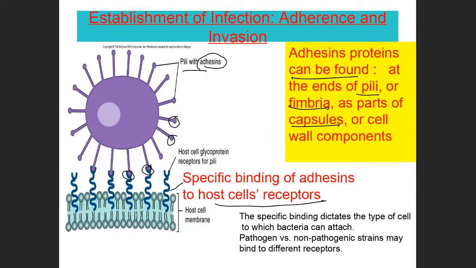So this is the cell membrane of the host cell. That will be the host cell there. That will be the nucleus of the host cell. And the bacteria is binding to receptors in the host cell. Okay. All right. This specific binding dictates what kind of cells the bacteria can attach to and what kind of disease it will cause. Oftentimes, that will determine whether the organism is pathogenic versus non-pathogenic. A pathogenic one may be able to bind, a non-pathogenic one may not be able to bind, for example.